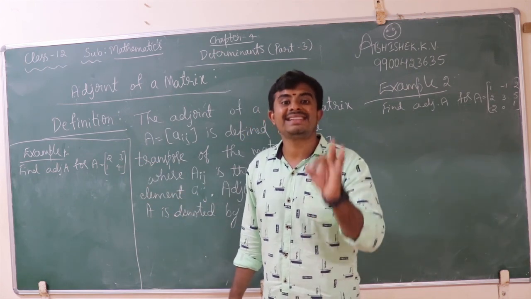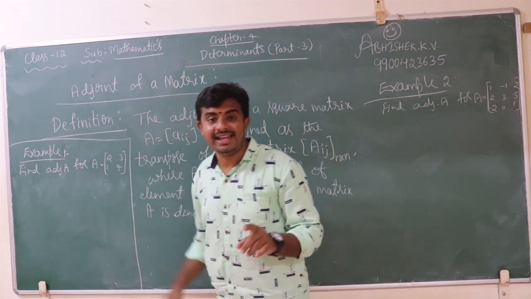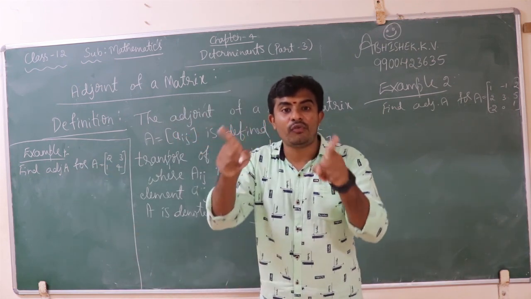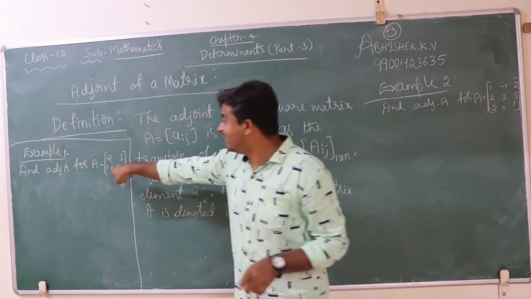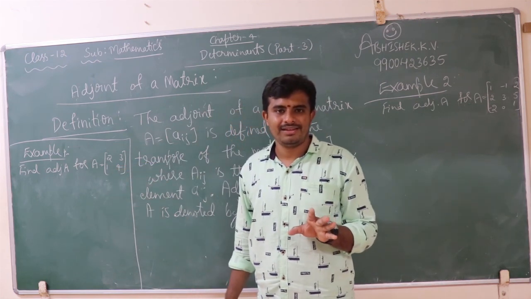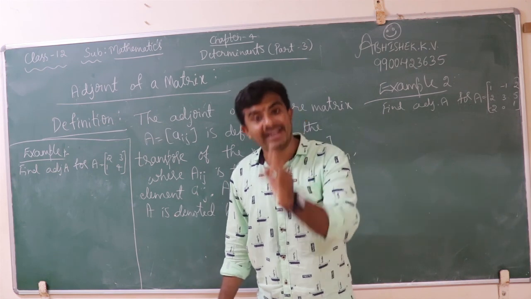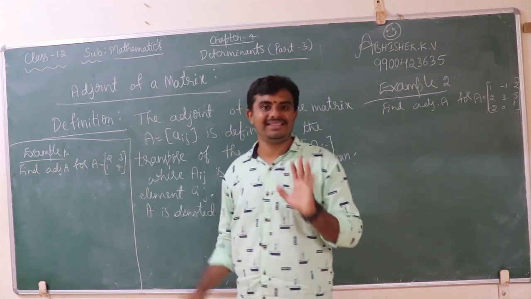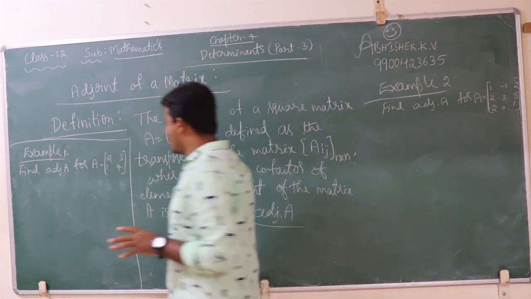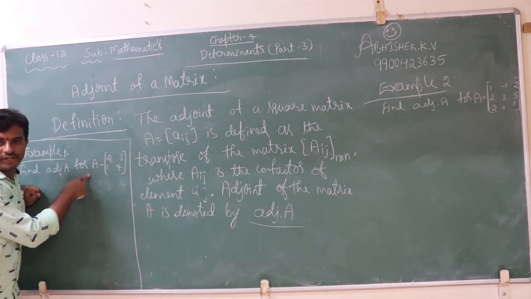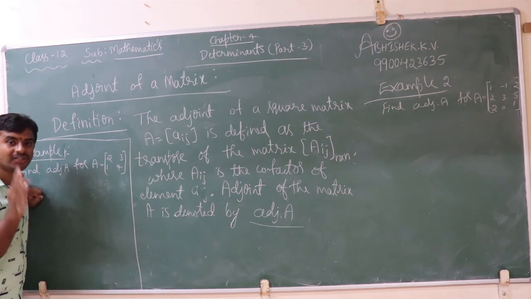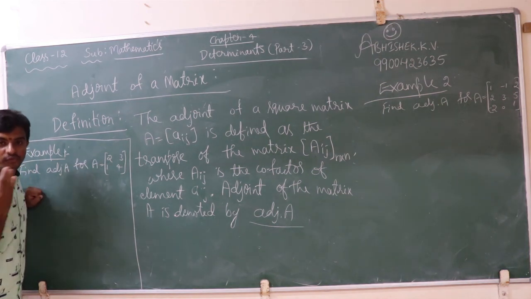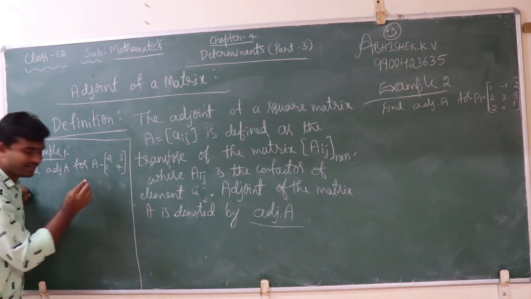If the examiner asks for the adjoint of a matrix, to find the adjoint we need to find the cofactor for all the elements in the given matrix. That is, we need to find the minor for all the elements in the determinant. So, find the adjoint A for the matrix A equal to [2, 3; 1, 4]. First we should find what? Cofactor. How do we find the cofactor? It is denoted by what?